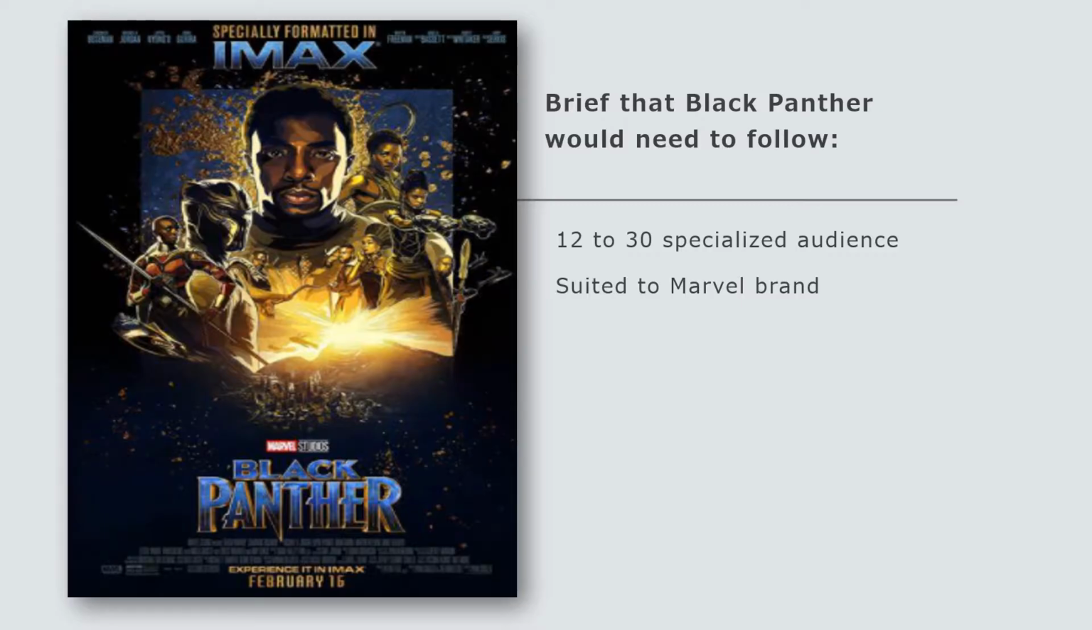The brief that Black Panther would need to follow is as follows, using the poster on the left. It's for 12 to 30-year-olds, a specialised audience who like the superhero genre. And we know it also needs to be suited to the Marvel brand. It has to be family orientated, it has to be accessible to all, but equally linked to the comic books on which it is based. This then might be how this poster is written up, looking for the coding it actually uses.